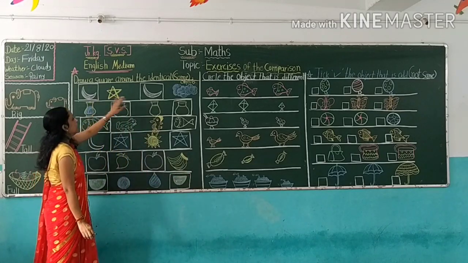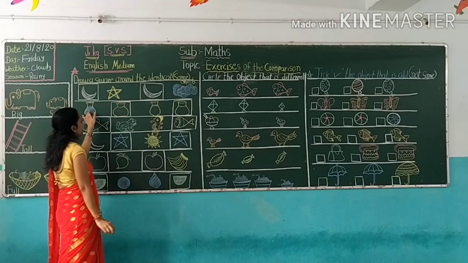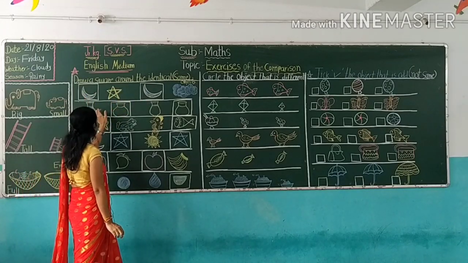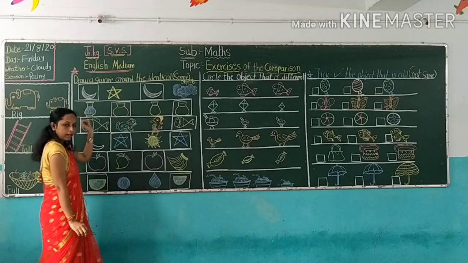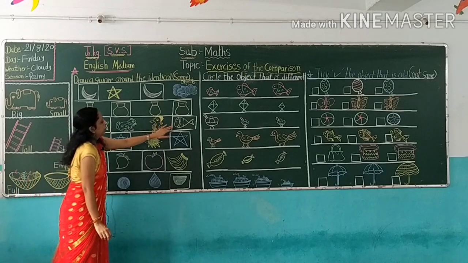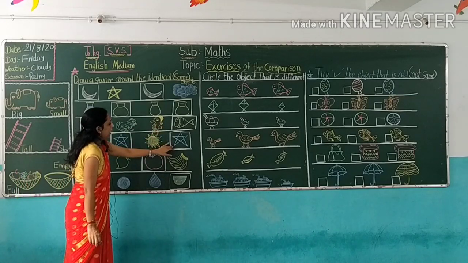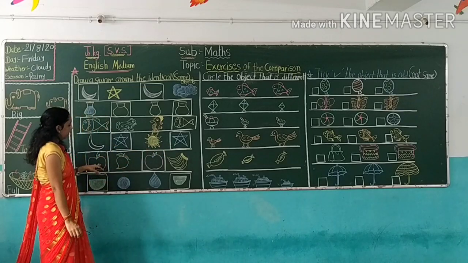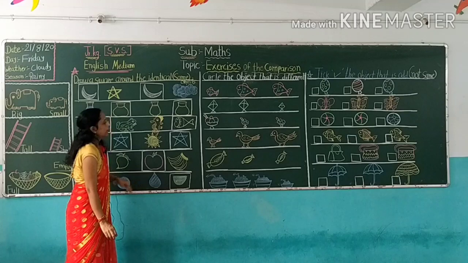Okay. Moon, moon. These both are same. Vase and vase different है. Pot, pot, pot same. Fish, fish. These both are same. Star, star same picture. And apple, apple. Semicircle, semicircle.